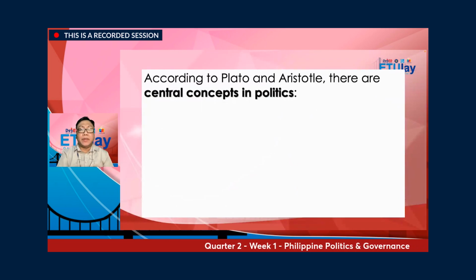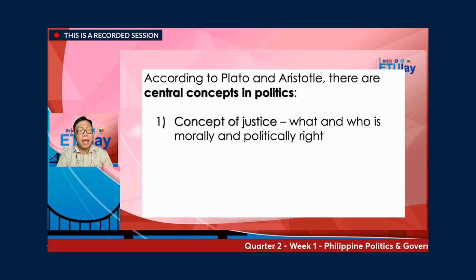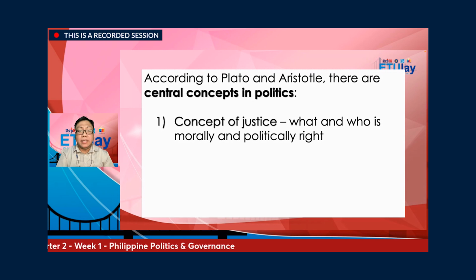So according to Plato and Aristotle, there are central concepts in politics. And we have number one, the concept of justice. This means what and who is morally and politically right. So in politics, it is a central and essential concept to discuss what is right and what is wrong. That's why we talk about legislations that are good for the people and not good for the people. And we punish those people who are bad. And those laws protect us.